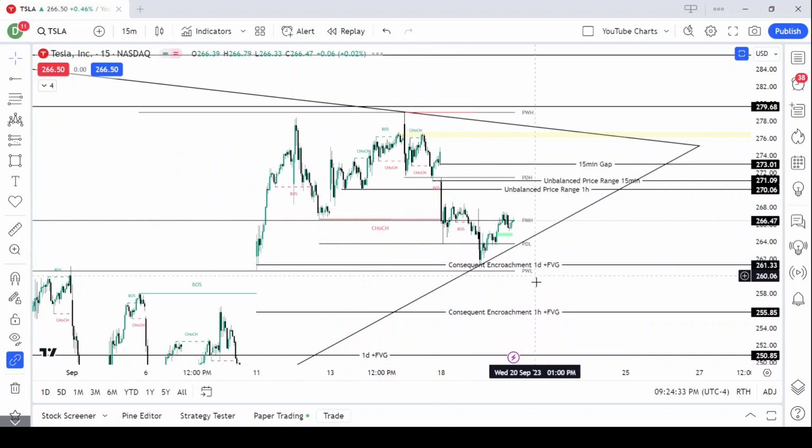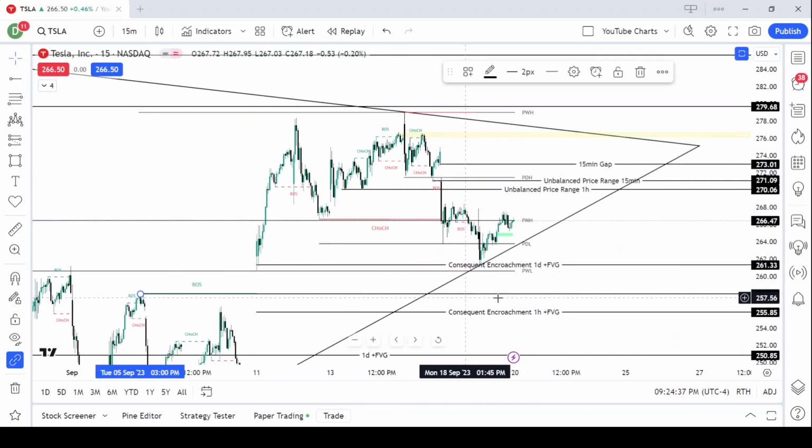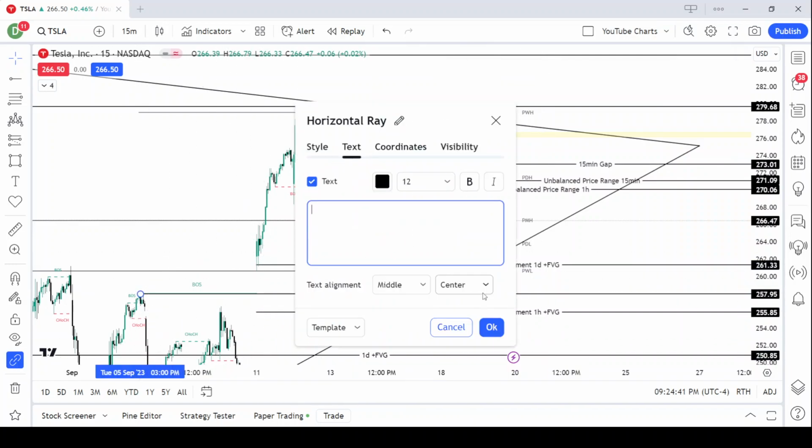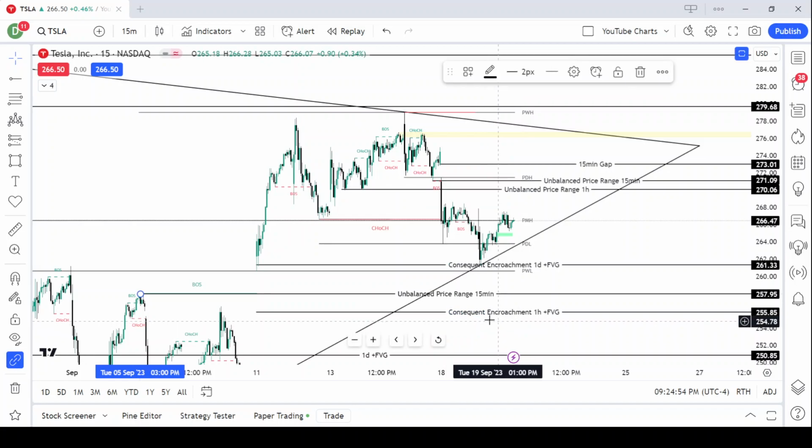Anything else of importance that I see here? I do see some more downside stuff. I see right here, we got another break of structure that happened in a gap. I'm going to annotate that as unbalanced price range 15-minute. I don't annotate whether it's positive or negative, because if it's below us, it's going to be bearish direction. If it's above us, it's bullish. Right? So we're looking to balance those price ranges.